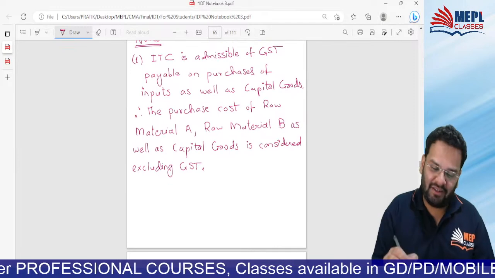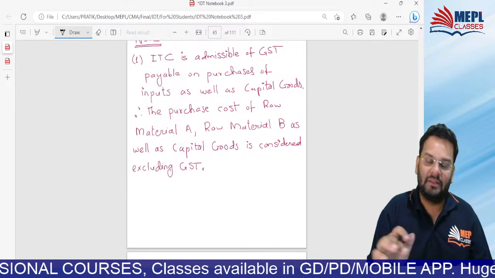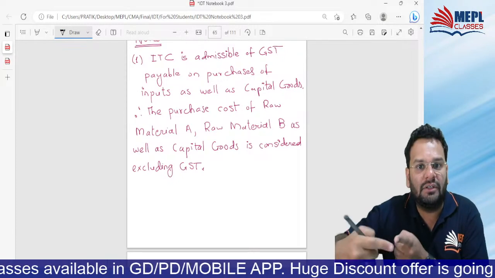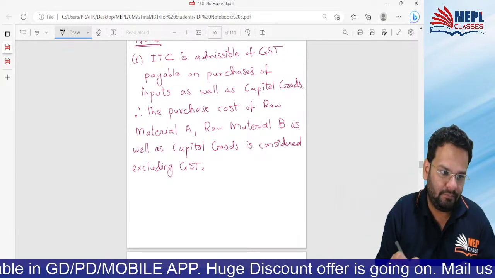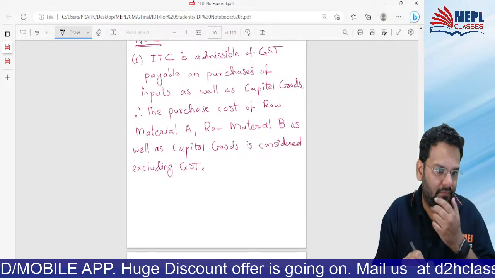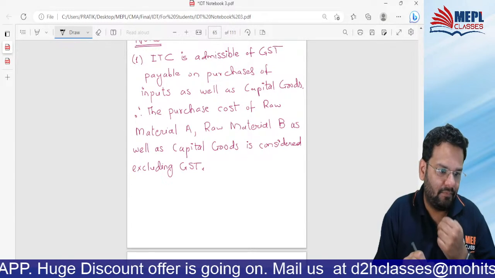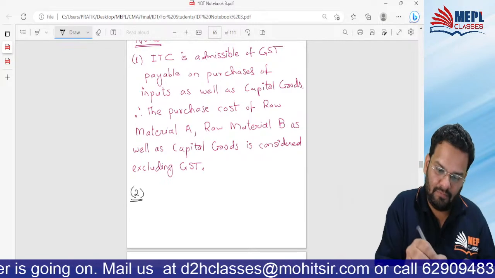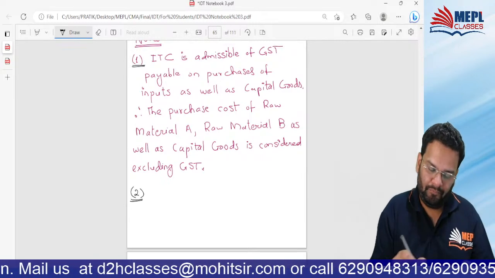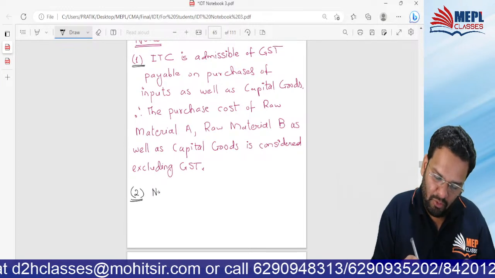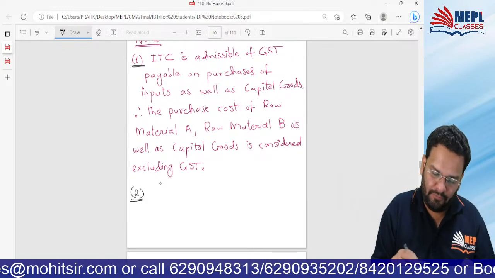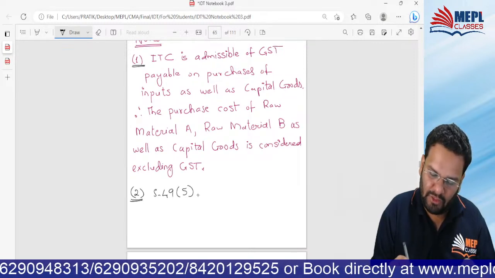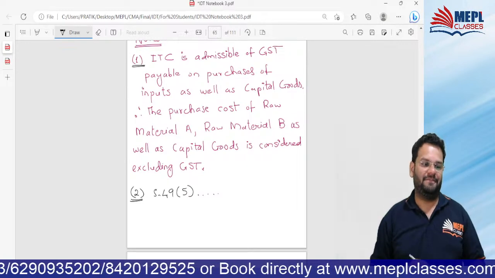And I'm just going to write the heading of the second note, that is 49.5, 49A, 49B, read with rule 88A. So the second is the note of 49.5, so that you can complete.